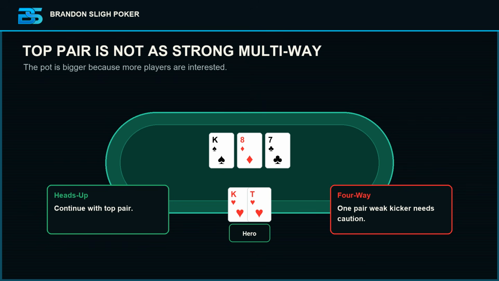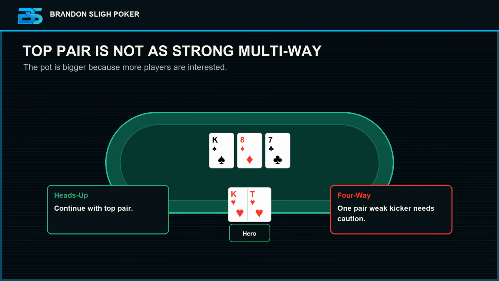Keep in mind, the more people in the pot, the more chances there are for one player to have a piece of the board. Let's say you have King 10 suited on a King 8-7 rainbow flop. Heads up, maybe you can continue against certain players and sizes, but if someone bets pot into 4 other people, do you really think your top pair weak kicker is a profitable call? The math changed because you are no longer trying to beat one range, you are trying to beat multiple.